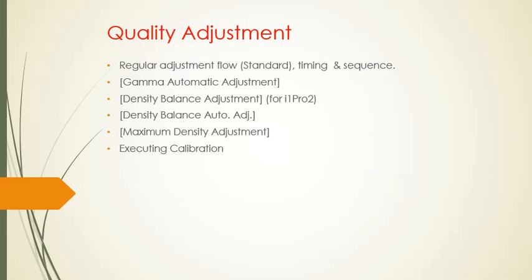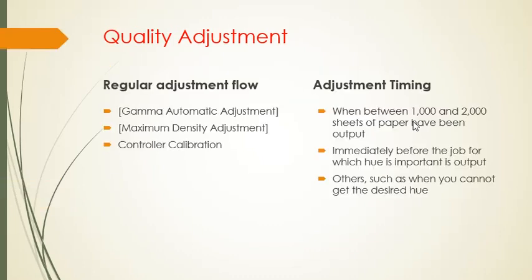In this video, we are going to learn about quality adjustment for our digital press. What is the adjustment flow we should follow during adjustment of color? What is the timing of it and the sequences? In our regular adjustment flow, we should run gamma automatic adjustment first, then maximum density adjustment, then controller calibration.